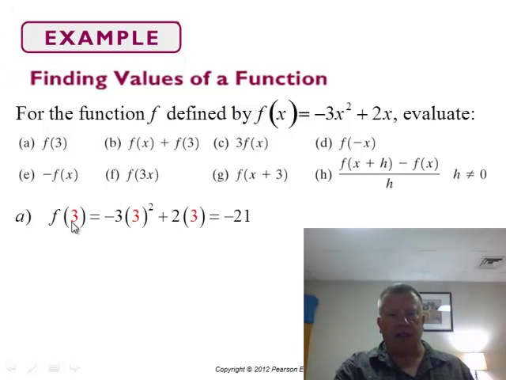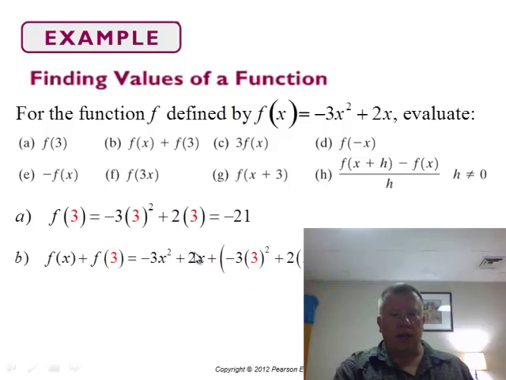First of all, f of 3. Now, f of 3 means that you take a look at your function and see on the right-hand side, we've got this expression, negative 3x squared plus 2x. Well, you evaluate that expression at x equals 3. You plug 3 in for x, like we did here, and simplify. You have negative 3 times 3 squared, that's negative 3 times 9, which is negative 27, plus 6 is negative 21. So f of 3 is equal to negative 21.